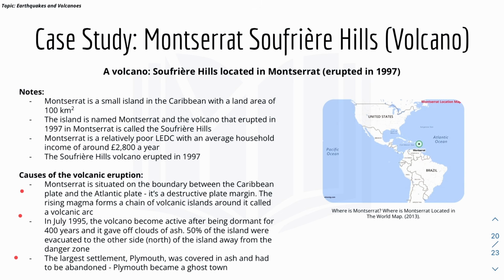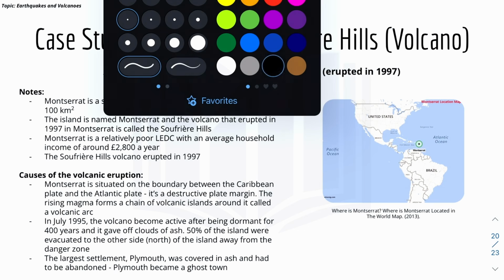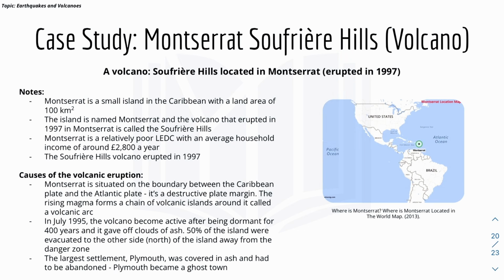So here are the causes of the volcanic eruption. Because of where Montserrat is located, it's situated between the boundary of the Caribbean plate and the Atlantic plate. And it's a destructive plate margin, which means that two plates collide into one another. And as we can see, because it's a Caribbean and an Atlantic plate, there's a subduction zone.